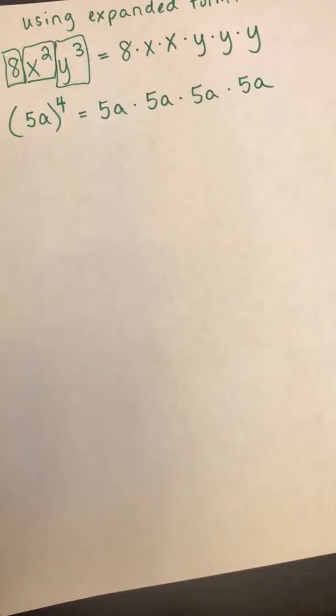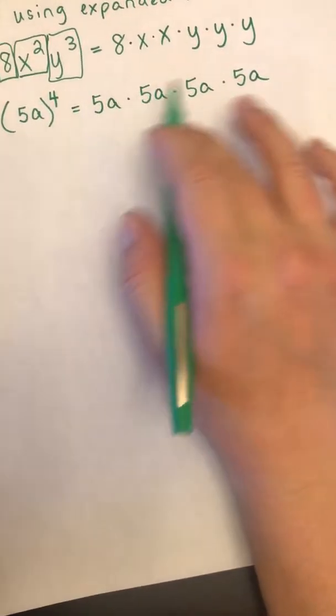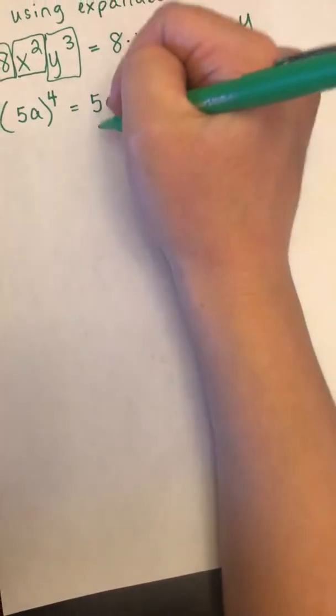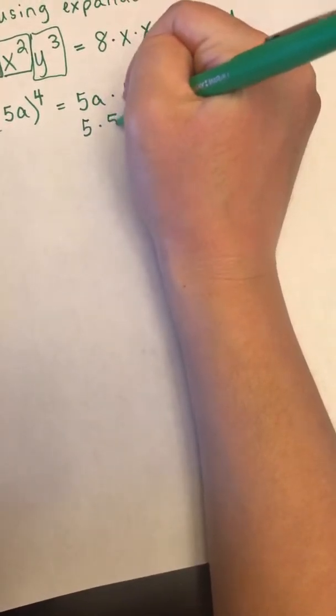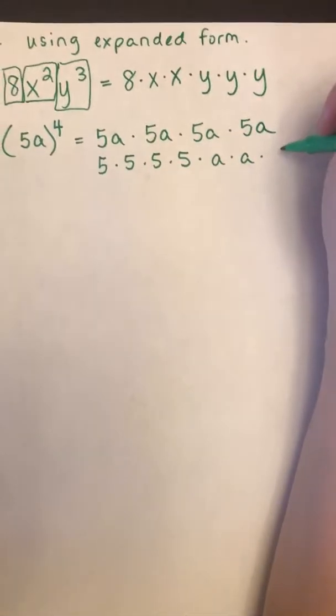Okay? Another way to think about it, to stretch it out even more, is to separate the numbers and the letters. So we have 4 5s times we have 4 a's. A times A times A times A. Okay?